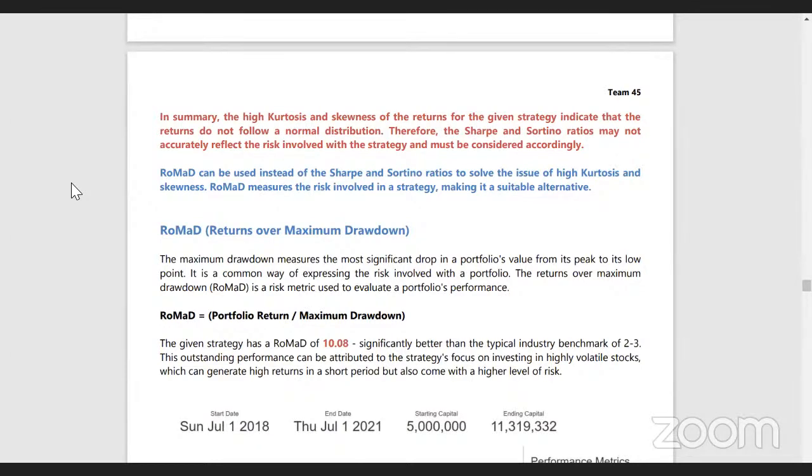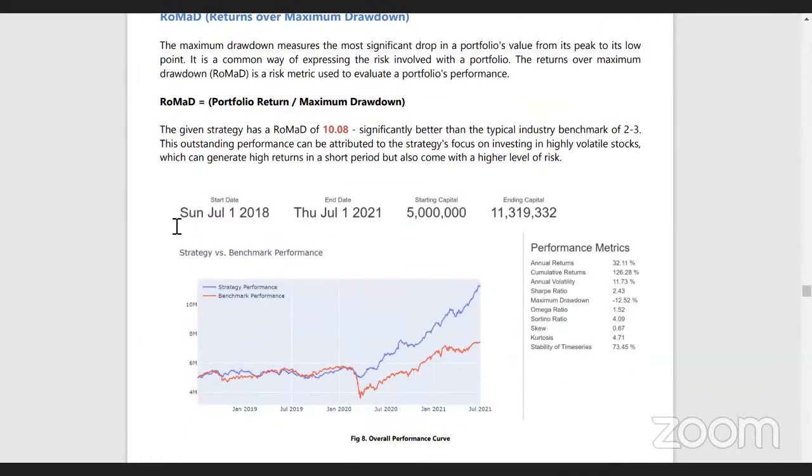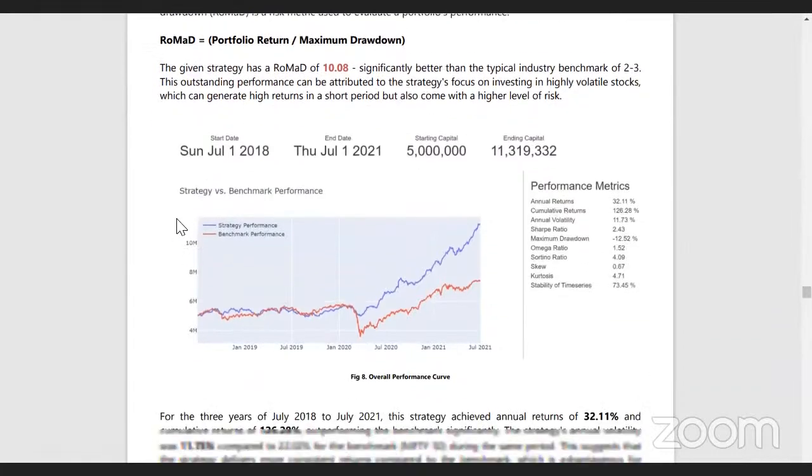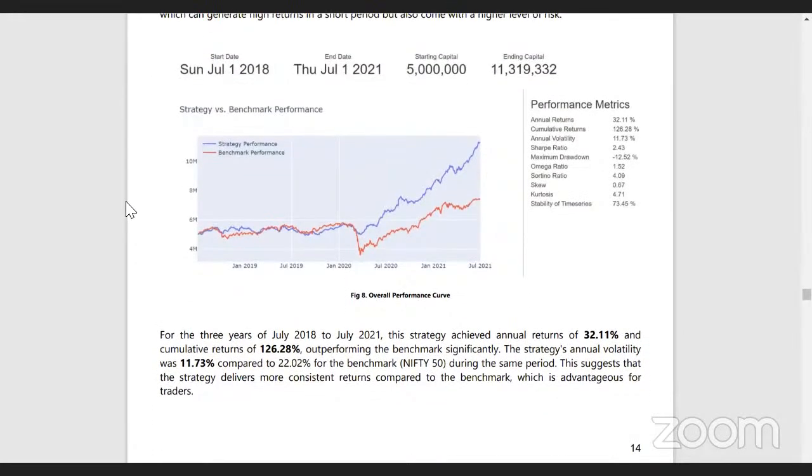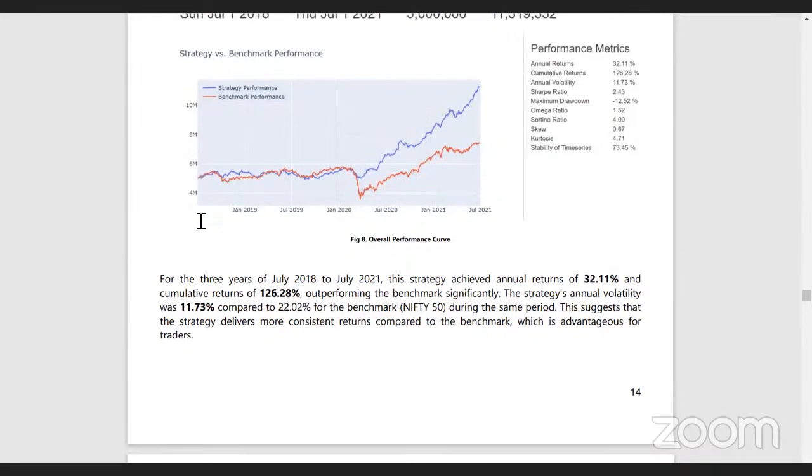In order to overcome this, we have considered another important metric known as returns over maximum drawdown. For this strategy, it comes out to be 10.08, which is significantly higher than the industry benchmark of around 2 to 3. These are the final results which are produced by the trading strategy. We have obtained annual returns of 32.11% with a cumulative return of 126.28%, significantly outperforming the Nifty 50 benchmark.